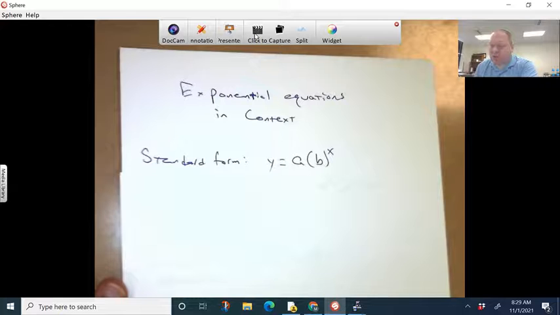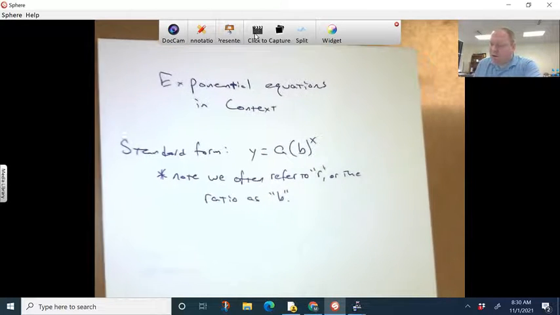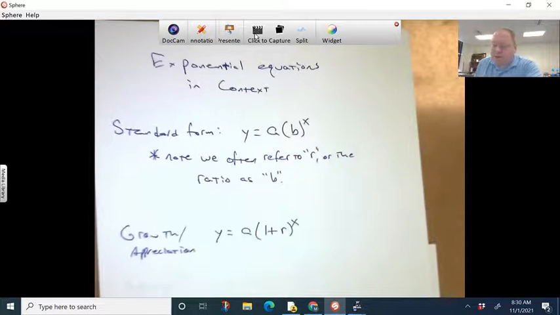So first of all, we have the generic standard form of an exponential equation, where A is the starting amount and B is however it is changing. Okay, now, we frequently refer to R, or the ratio, as B when I'm writing equations. So just kind of be flexible if you see that. Okay, so this is the growth formula.